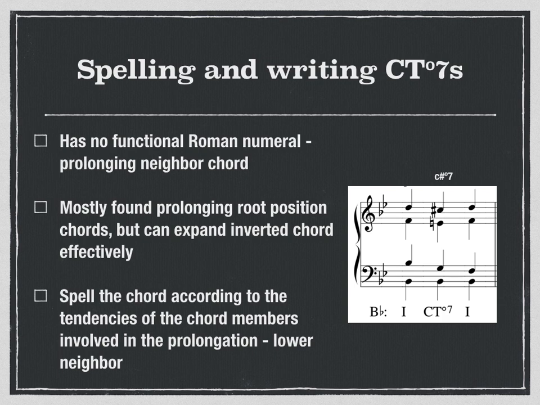In general, the common-tone diminished 7th chord will expand root position triads on 1 and 5, but you may occasionally see an inverted major triad being prolonged as well, so 1-6 or 5-6, for example. Again, a spelling reminder to use lower neighbor chromaticism when spelling the chords to get the preferred spelling of the chord. It helps with voice leading, and it's a bit easier to read in context.